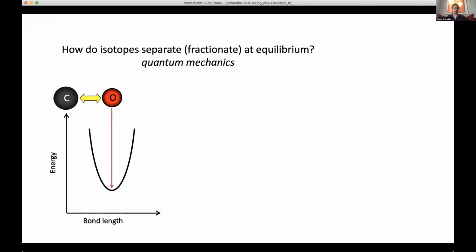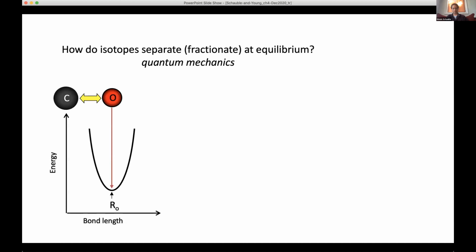If we have a carbon monoxide molecule, there's a bond there. If you think about the energy associated with that bond as a function of the shape of the molecule or its bond length, there's going to be some energy trajectory, and a minimum energy at the equilibrium bond length. So there's going to be a minimum in that potential at some equilibrium bond length, which we could just call R0.